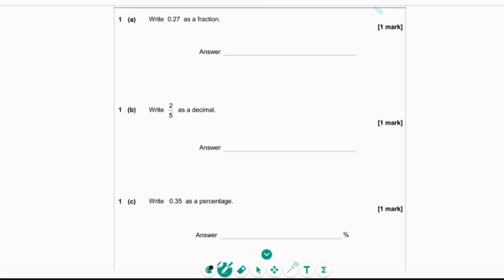Question 1, write 0.27 as a fraction. Well, I like to think of it as a percentage first by timesing it by 100. 0.27 is the same as 27%. I'm now going to write this as a fraction. Percentage means out of 100, so we just need to write it out of 100. So 27 out of 100.